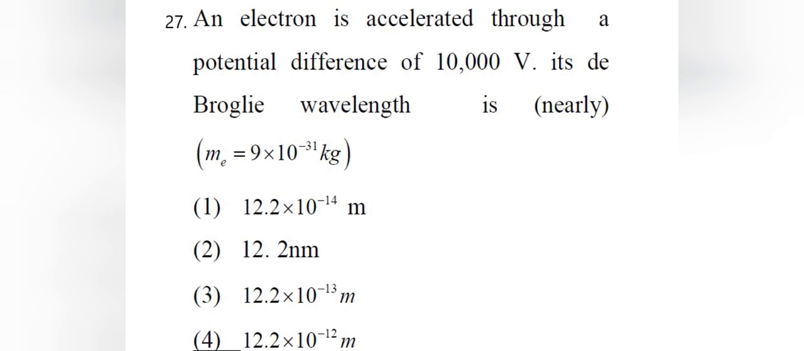Question number 27. An electron is accelerated through a potential difference of 10,000 volt. Its de Broglie wavelength is nearly, me is equal to 9 into 10 power minus 31 kilogram. Option 1 12.2 into 10 power minus 14 meter. Option 2 12.2 nanometer. Option 3 12.2 into 10 power minus 13 meter. Option 4 12.2 into 10 power minus 12 meter.